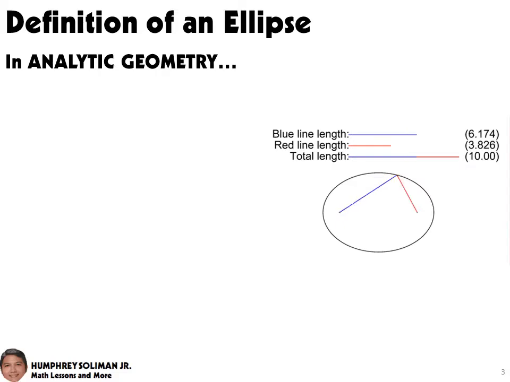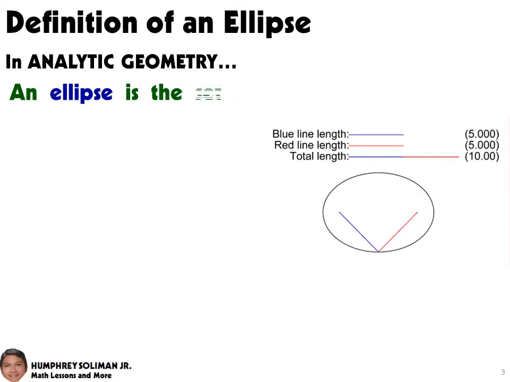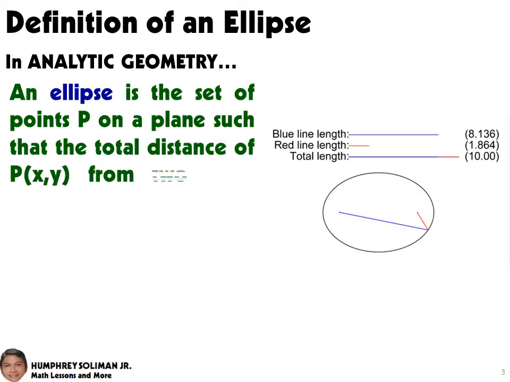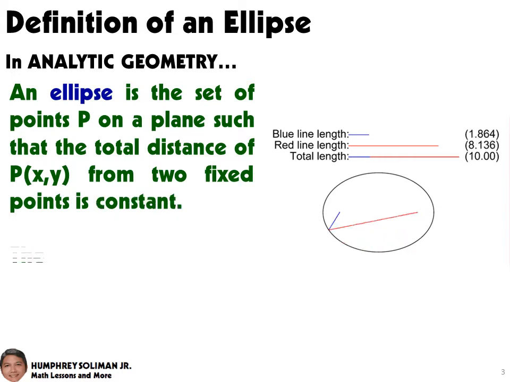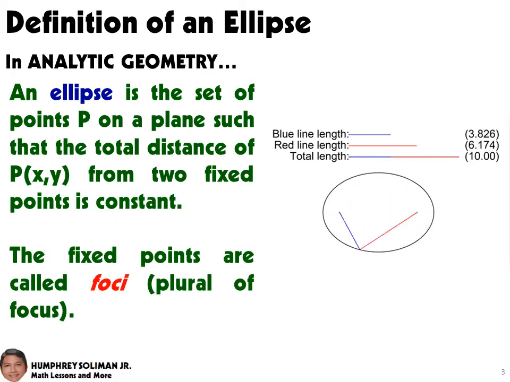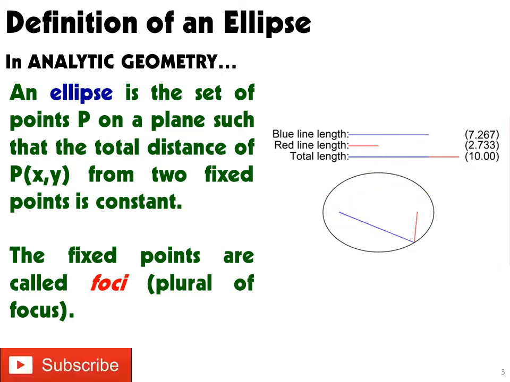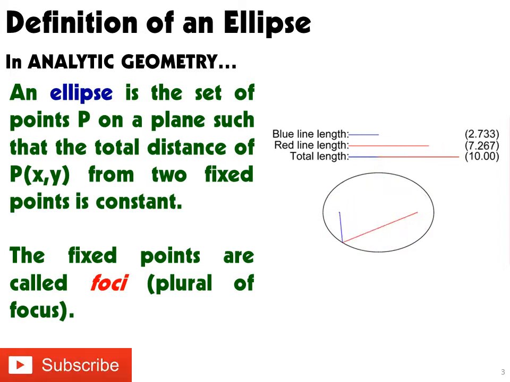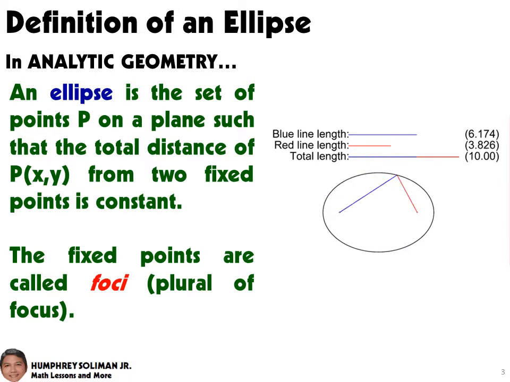Okay, let's define an ellipse. In analytic geometry, an ellipse is the set of points P on a plane, such that the total distance of point P from two fixed points is constant. The fixed points are called foci, plural of focus. As you can see in the figure, the blue and red lines represent the distances of different points on the ellipse from the two fixed points, foci. And anywhere the points are, the total length of the distances will never change.